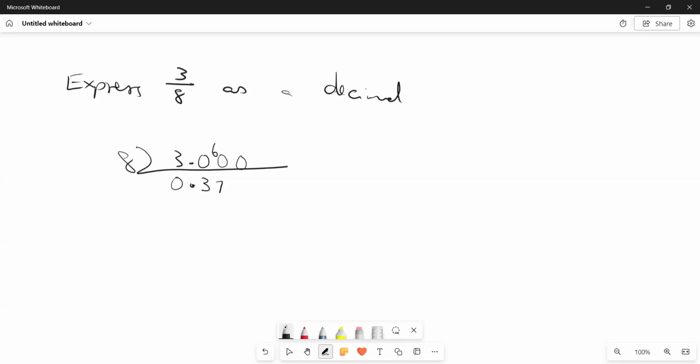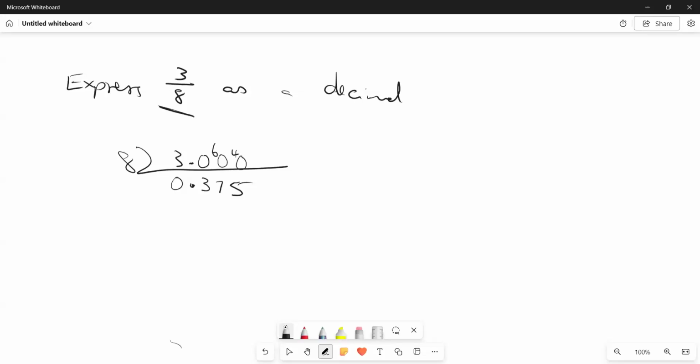56. You have 4 there. So 40 divided by 8 is 5. Is that it? Right? Yes, that's the division. You can do long division as well, but why are we doing this when you can just punch this in a calculator and get your 0.375, right?